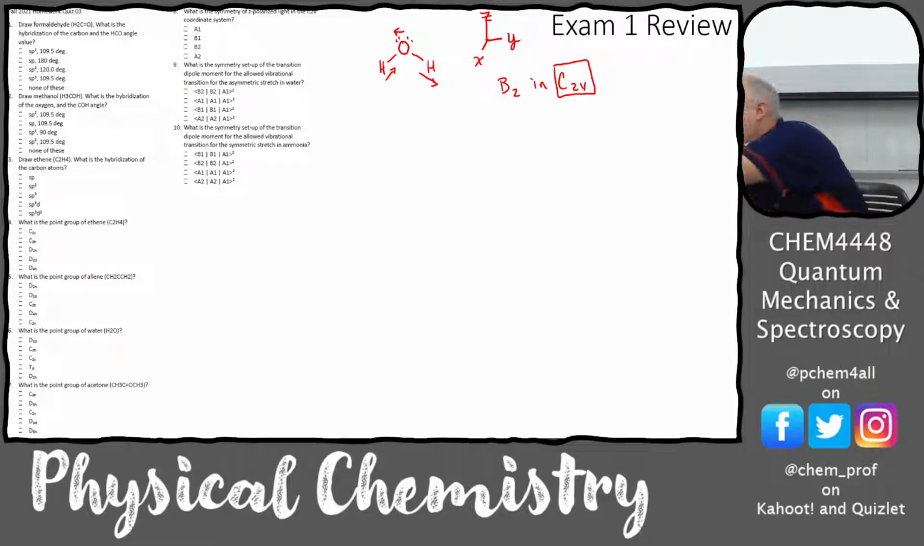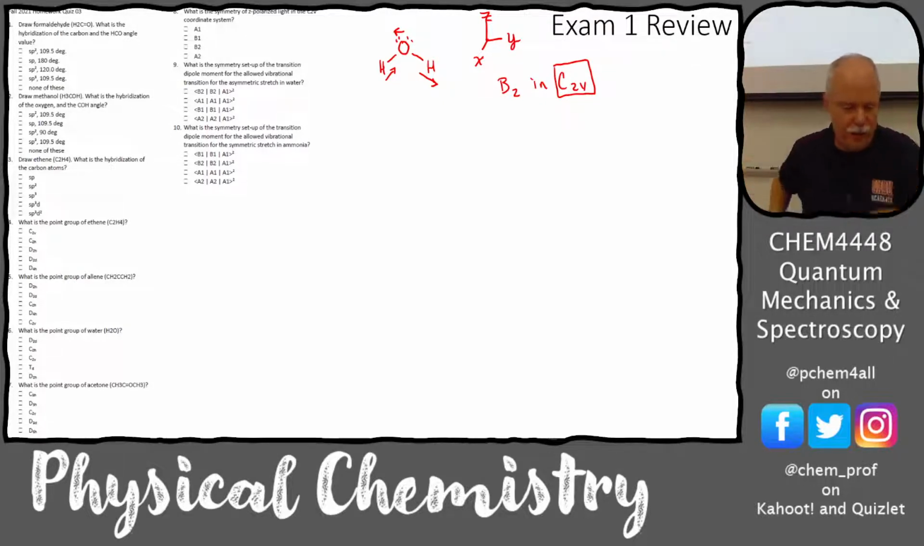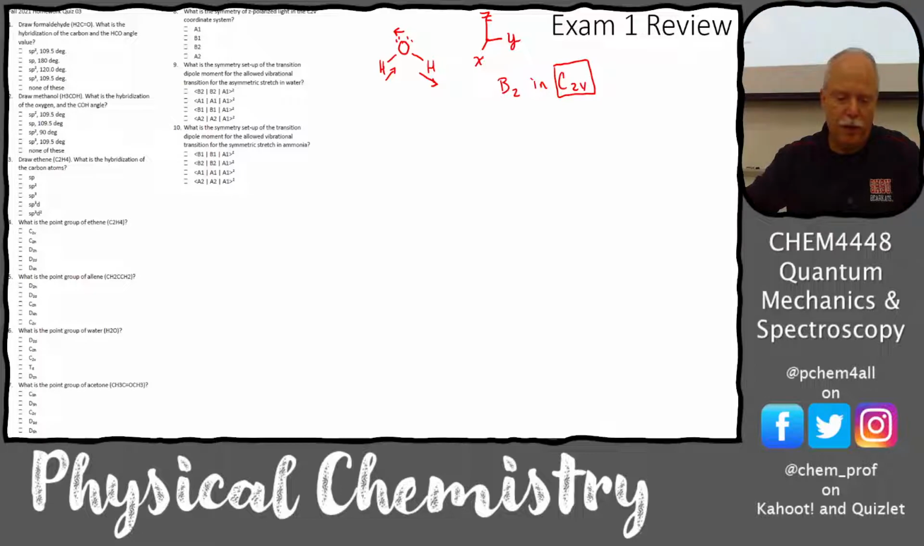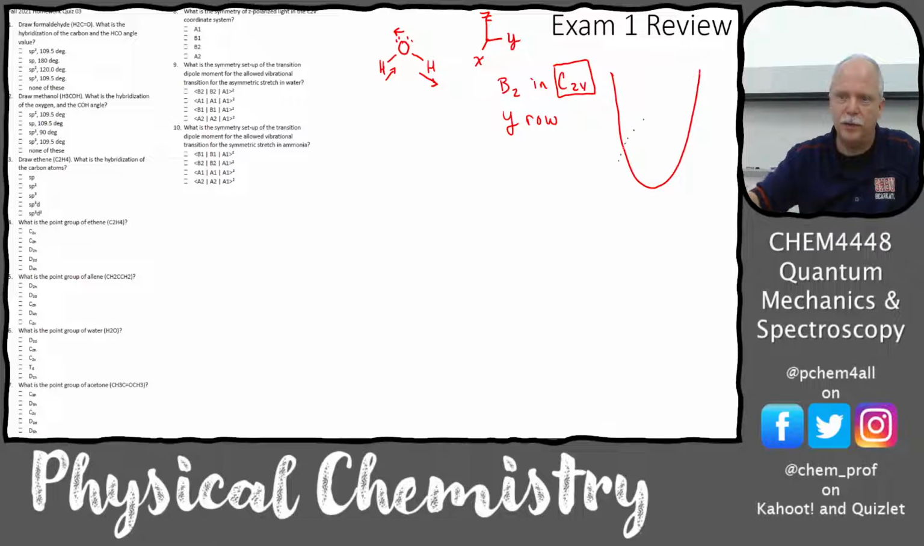Let me get my own copy of the character table here. So C2V is right there on the front page, fifth one down. So for the camera, it's this one right here. And so B2, and notice how the arrows are kind of going left and right in the Y direction. So it is the Y row. And in the lecture notes, I show the harmonic potential for this.